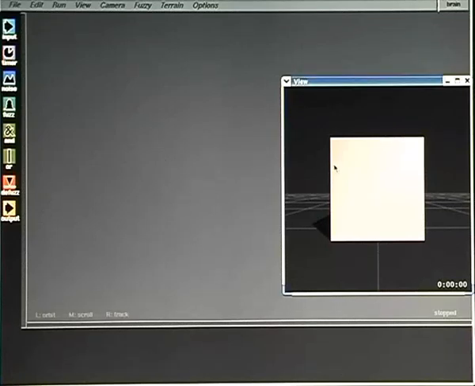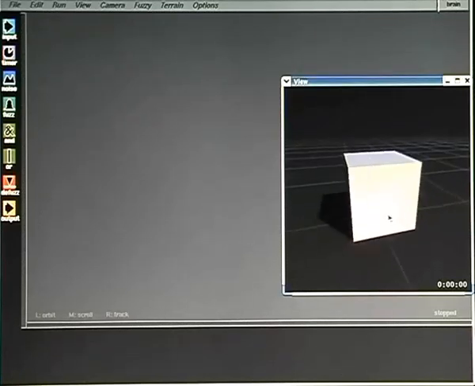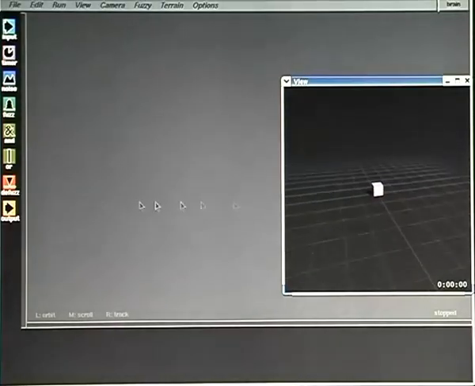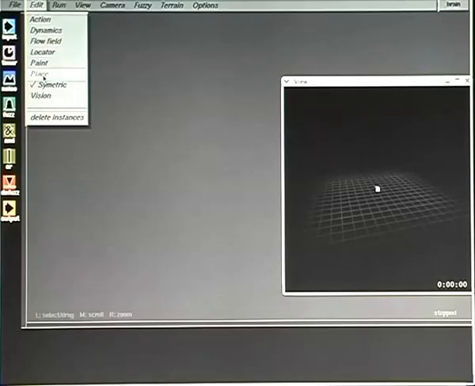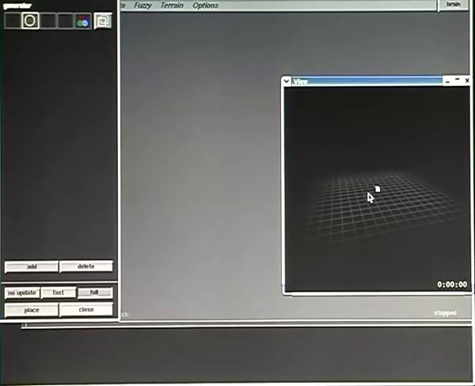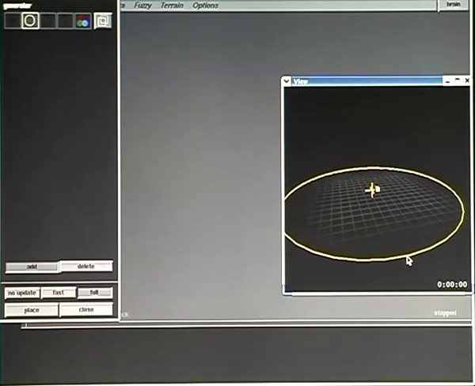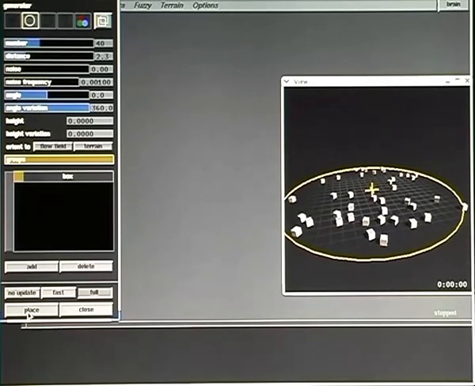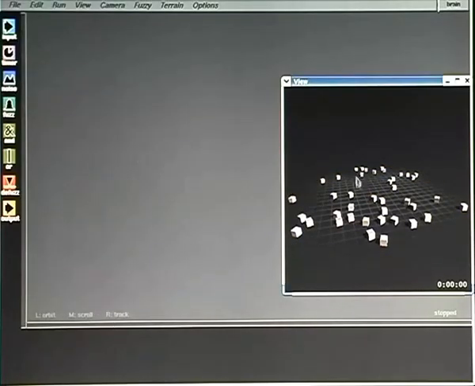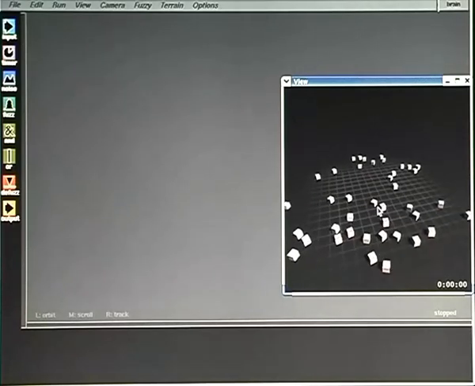We're going to make some agents that bump into each other with sound. So we start off with our box agent, and we're going to put some more into the scene with the place tool. Say about 40. Spread them out a little. Okay.